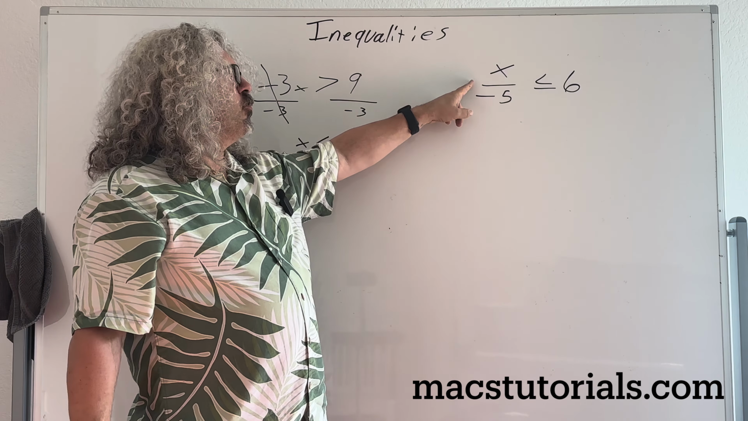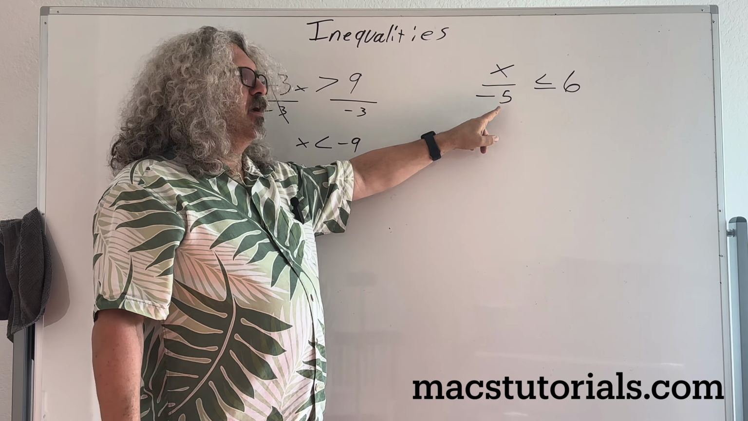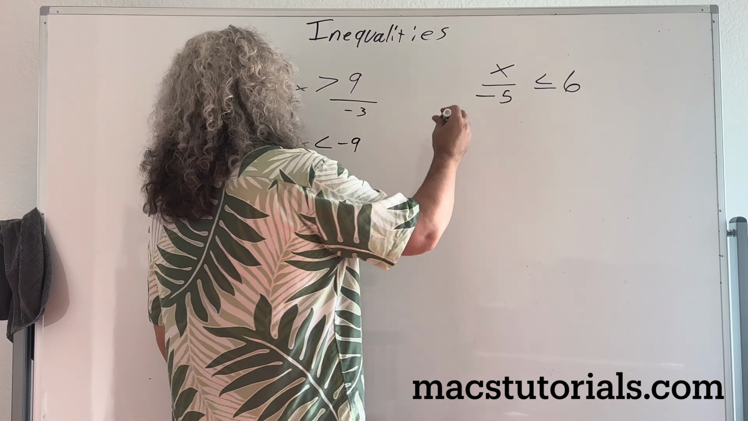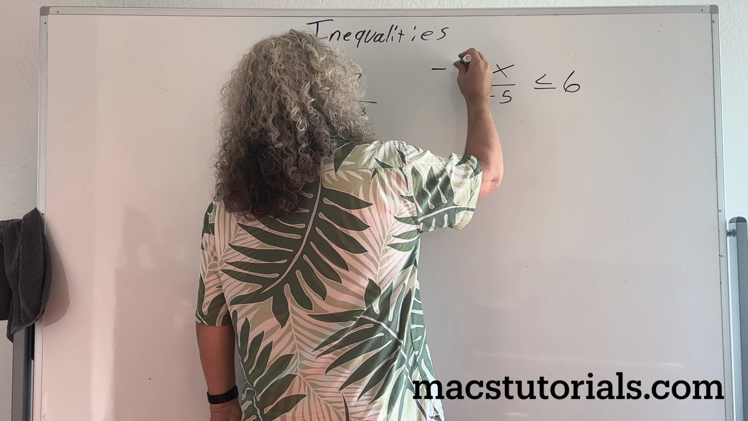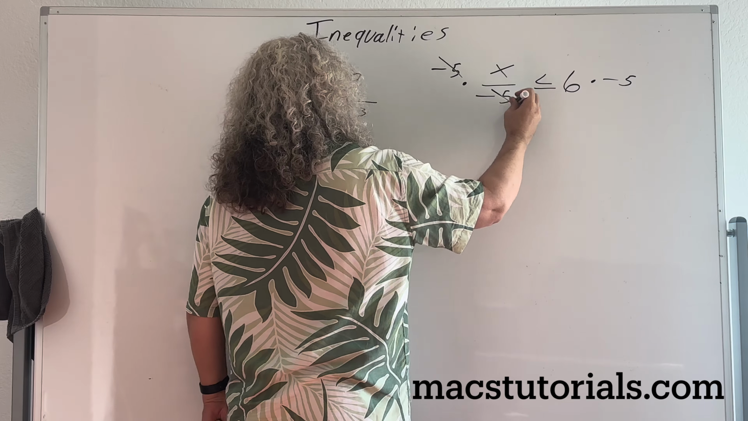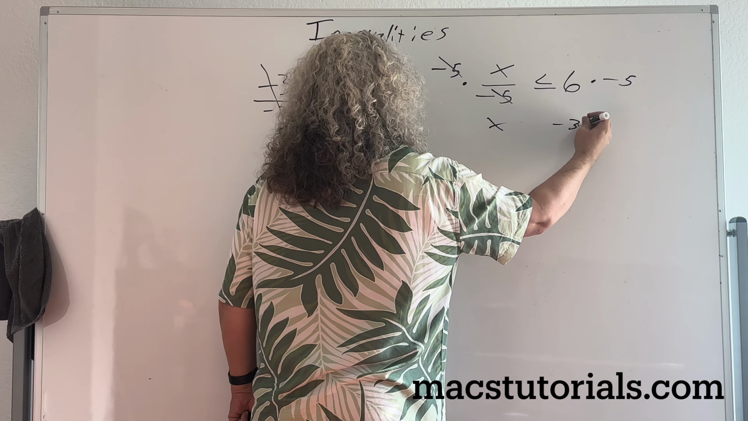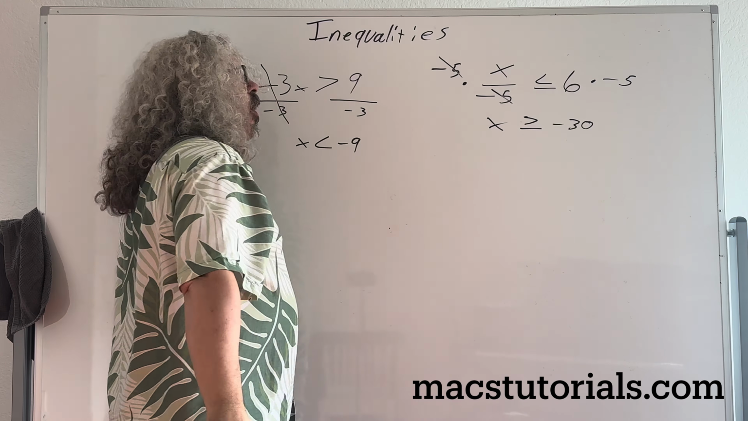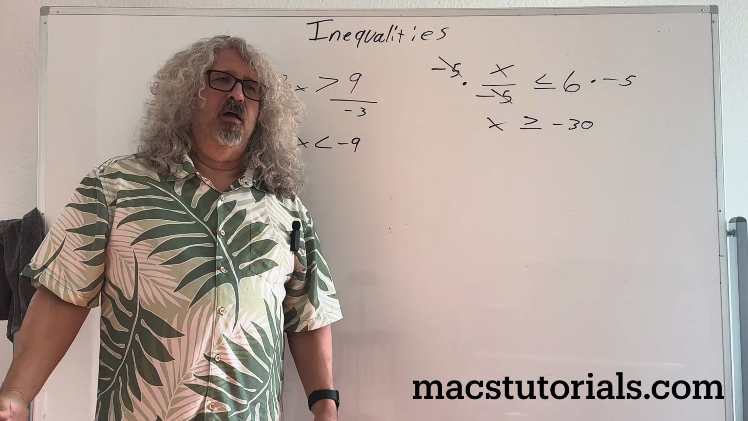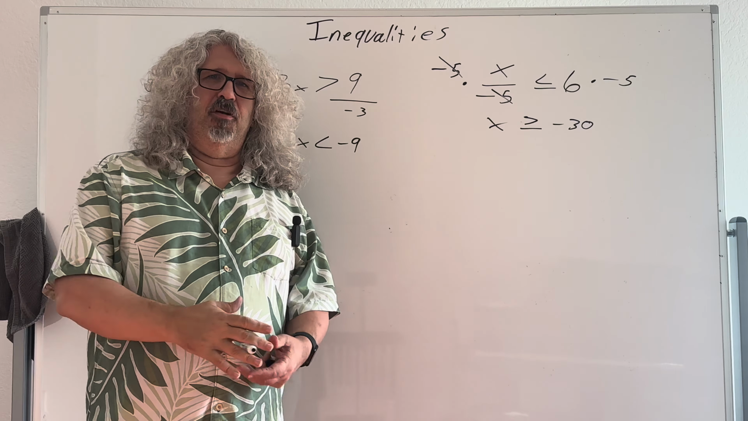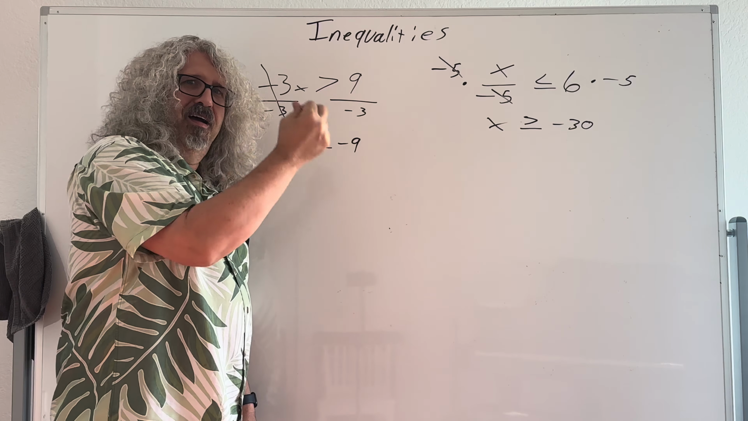Okay, let's look at this one right here. X divided by -5. Well, to solve that, I have to multiply, but multiply by what? I have to multiply by a negative number. And once I multiply by a negative number, that is when I have to flip the sign. Okay? So I'm going to throw a couple problems on the board, and we're just going to ask ourselves, do you flip or do you not flip? So give me a second and I'll get those going.